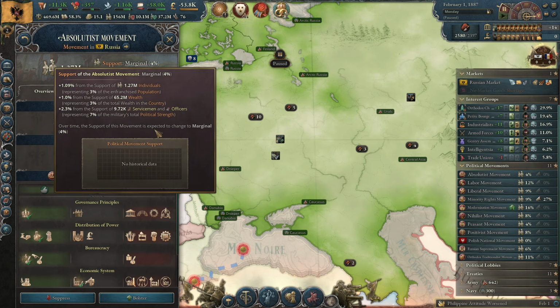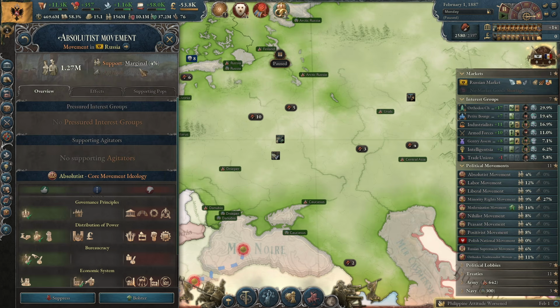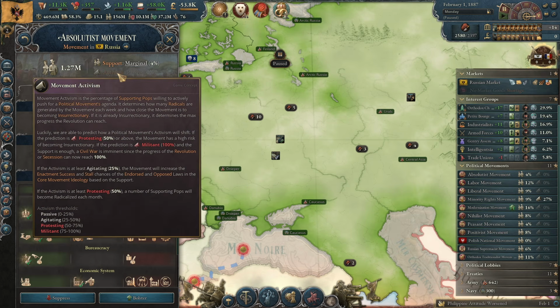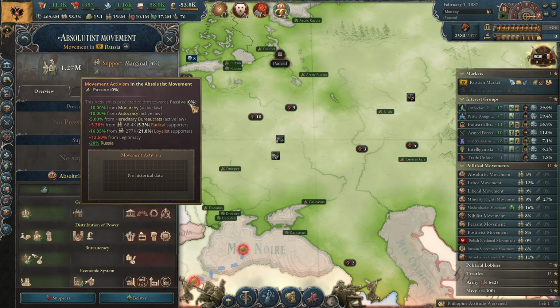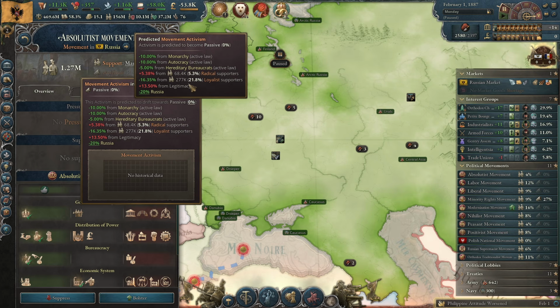Support basically gauges two things: how much can this movement pressure an interest group to align with its views, and how much support and opposition does it give for pass and stall chance on a law? Then there is activism. When below 25%, the passive threshold, movements don't have any support or pressure on whether you will pass or fail a law. However, once it's at least 25%, they will start having that effect, both positive and negative.